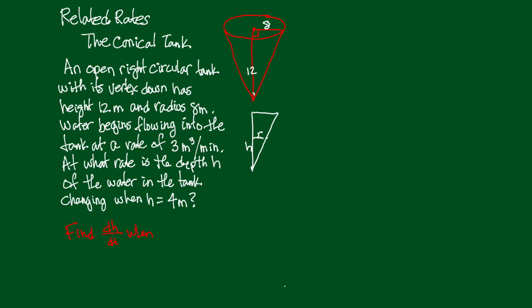So find dH/dt when dV/dt equals 3 cubic meters per minute. Now, why do I know that that's a V? Well, what's happening? You're putting in a volume of water, all right? So it's a rate, so I know it's a derivative. So I'm going to put a V here.